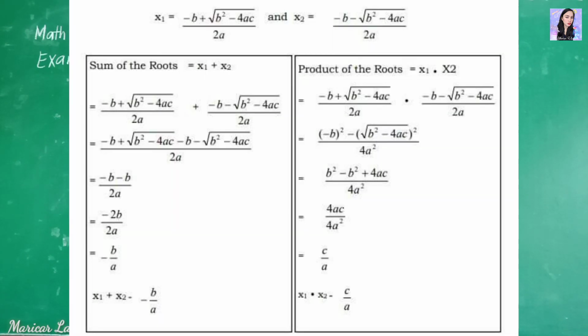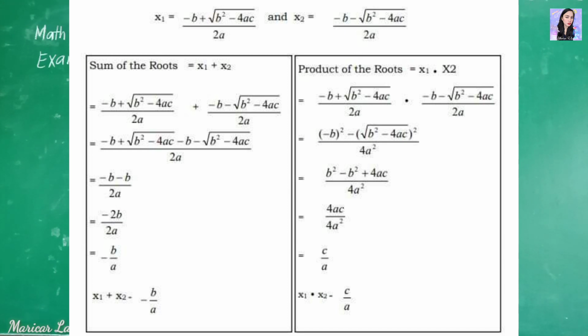So, ito yung sum and product of roots. Ito yung kanyang proof. So, alam naman natin, ang x sub 1 o yung unang root natin ay -b plus the square root of b squared minus 4ac all over 2a. And our second root is -b minus the square root of b squared minus 4ac all over 2a. So, kapag kinuha niyo yung sum nilang dalawa, ito yung solution niya, ang magiging final answer ay -b over a. Yun lang po sa sum.